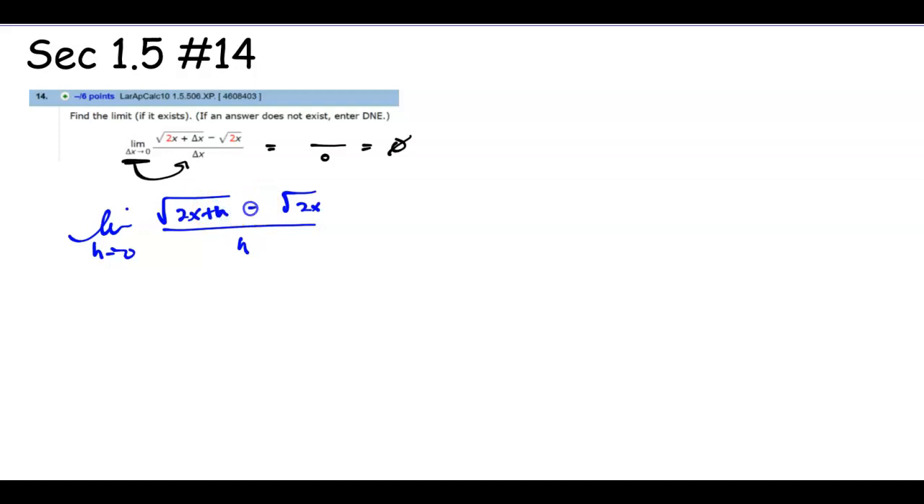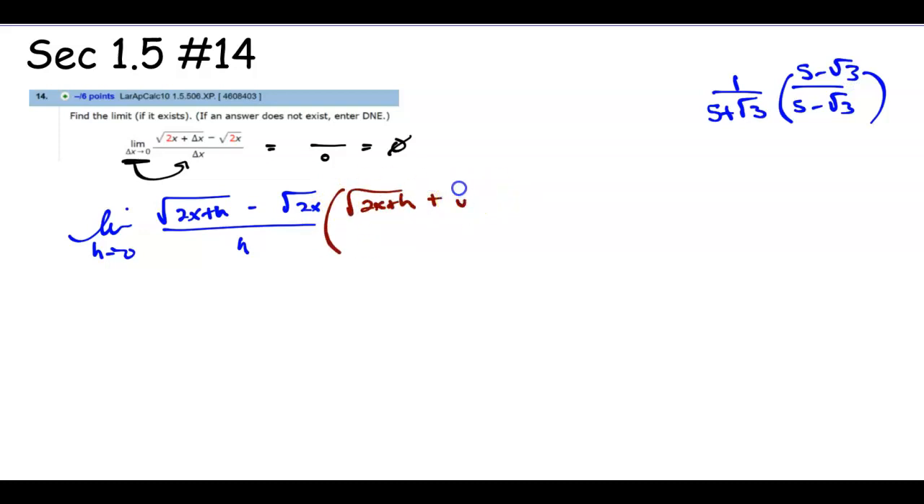All right. So then the conjugate of, well, you remember if you had something like 5 plus the square root of 3, you would multiply by 5 minus the square root of 3. So conjugate literally just means change the middle sign. So changing the middle sign here, I'll get the square root of 2x plus h plus the square root of 2x. And the same thing in the denominator.